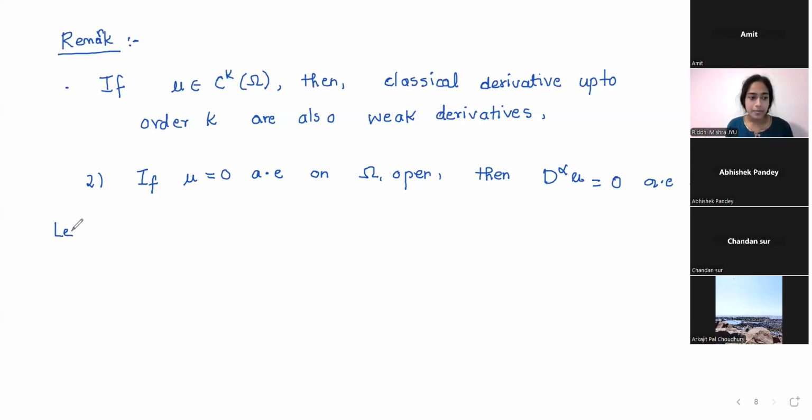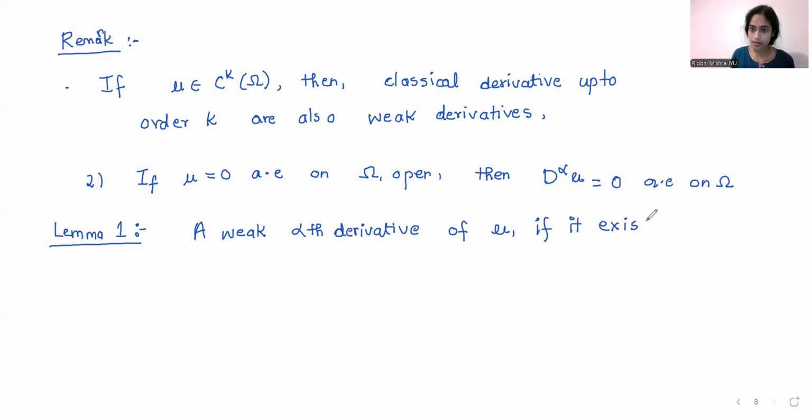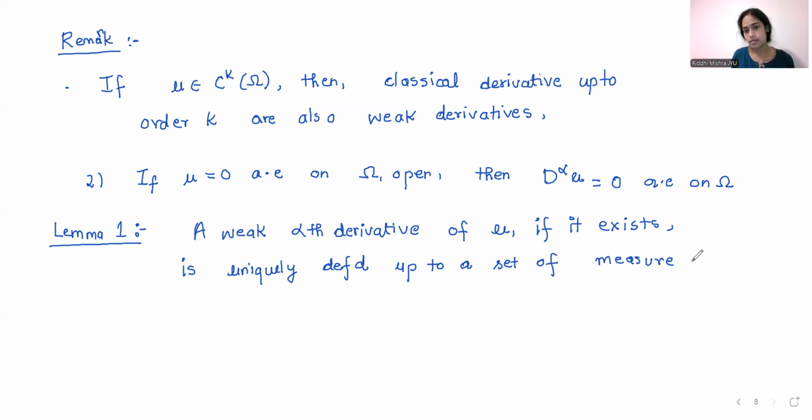So Lemma 1, which I am going to prove: a weak alpha derivative of u, if it exists, is uniquely defined up to a set of measure 0. This you can prove very easily.